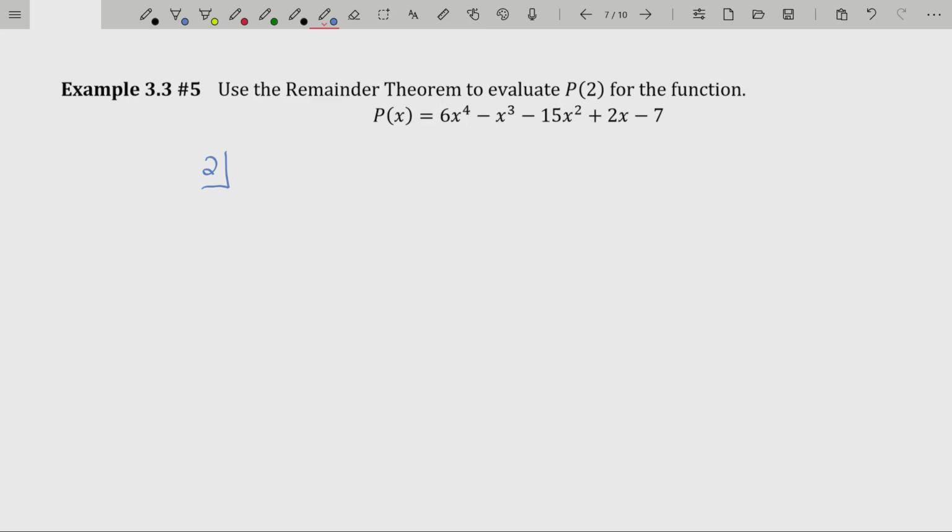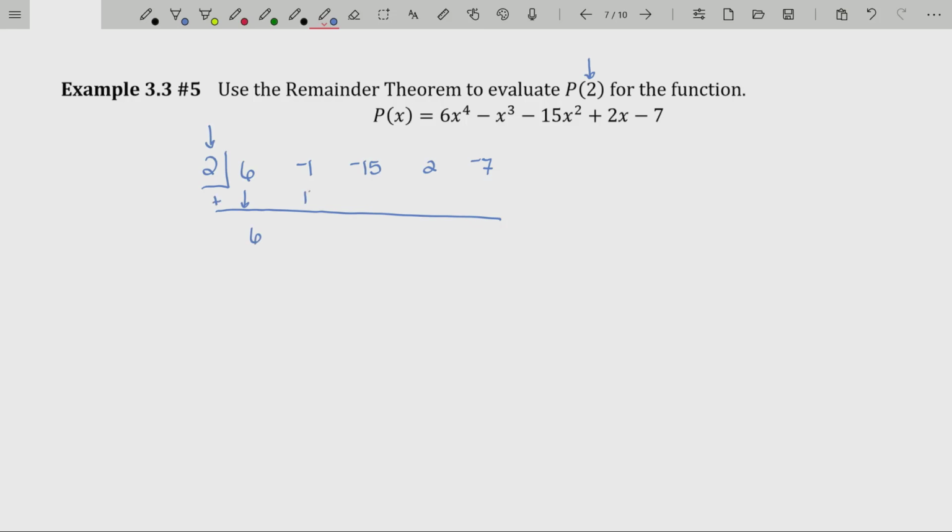Versus synthetic division. So I want to divide this polynomial by x minus 2, essentially, and I want to find the remainder. Well, to do that, I will just do synthetic division using the 2, same as that 2 right there, and I'll write down the coefficients, 6, -1, -15, 2, and -7. Be very, very careful that you're paying attention to the fact that you need to have every power represented. 4, 3, 2, 1, and then the constant.